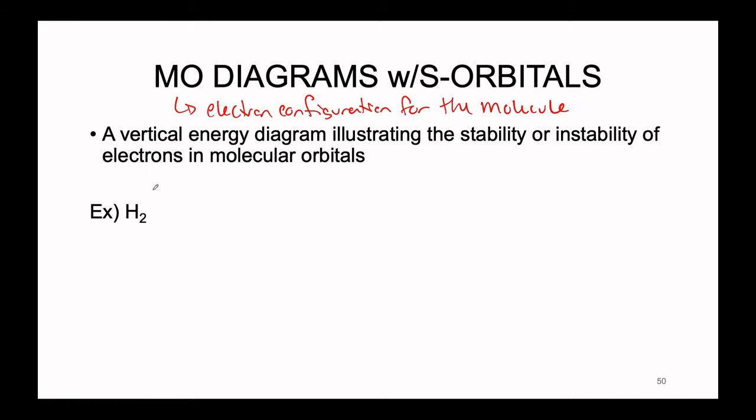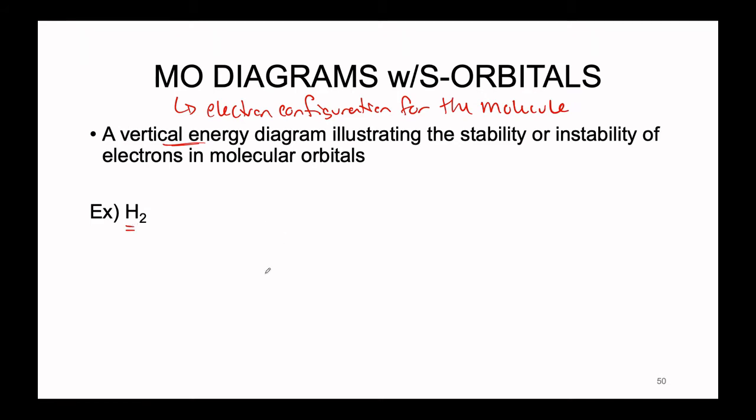Now, the construction of the MO diagram ends up looking like a vertical energy diagram. And this illustrates, again, the stability or the instability of electrons in given molecular orbitals. So what we're going to do is pick out the most simple molecule that we can, literally just made of 2 protons and 2 electrons, and we're going to illustrate what this molecular orbital diagram looks like and how it tells us about the stability of this molecule.